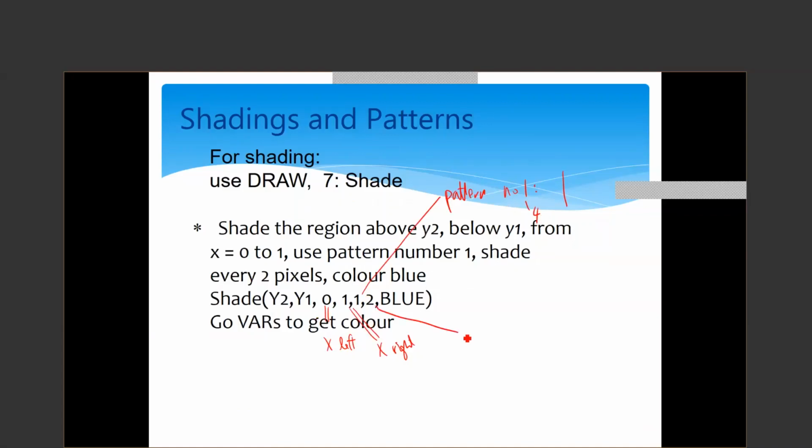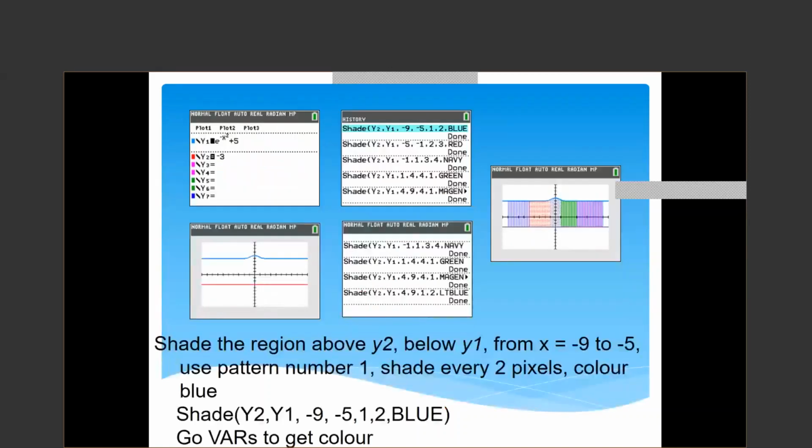The pixels mean the gap between the two vertical lines. So in this case, this is the gap. The bigger the number, the bigger the gap. So if this is 2, 3 will be bigger, and 1 will be smaller. So this is for the gap. And this is color.